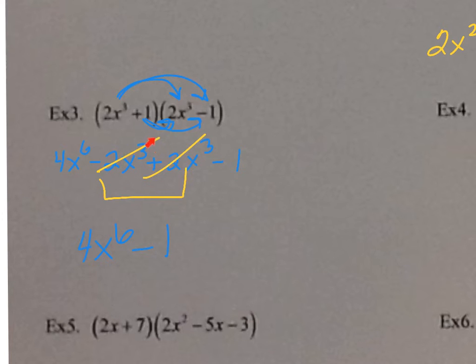So take a look at the binomials. We have 2x to the third plus 1, 2x to the third minus 1. They're the same thing, except the sign in the middle is different. Those actually have a special name. These are called conjugates. C-O-N-J-U-G-A-T-E-S. Conjugates. So conjugates are binomials where the sign in the middle is opposite. Anytime you multiply conjugates together, the middle terms will always cancel out.